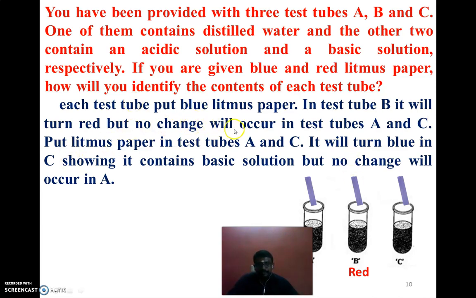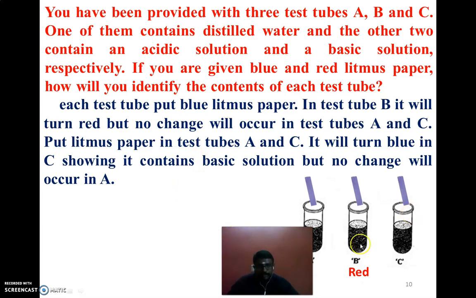But no change will occur in test tube A and C. After that we have to put the red litmus paper in test tubes A and C. It will turn blue in C, showing it contains a basic solution. In test tube C, when we dip the red litmus paper, it turns blue. That indicates it is a basic solution.